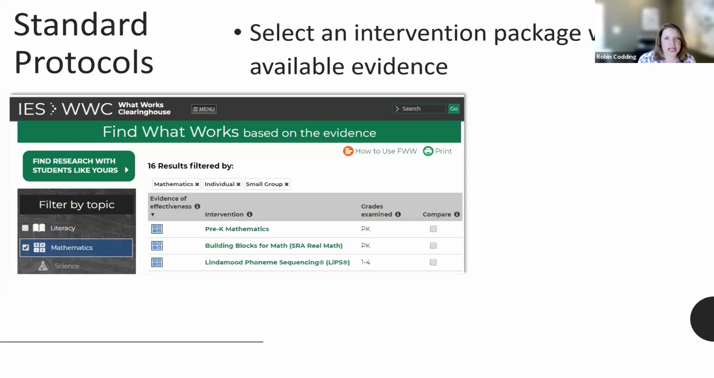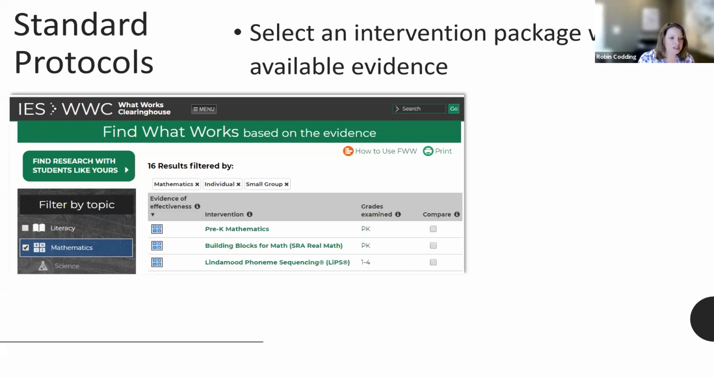Selecting the standard protocol intervention, however, is only one aspect of maximizing the probability that students struggling in math are going to benefit from receiving those supports. So the reason we choose a standard protocol intervention is because it has some level of evidence that we've been able to identify, and we are likely to see anticipated benefits from that intervention.